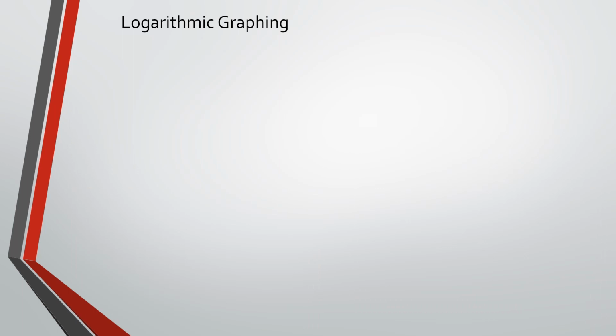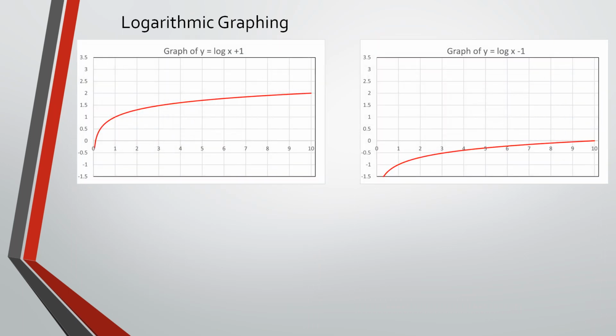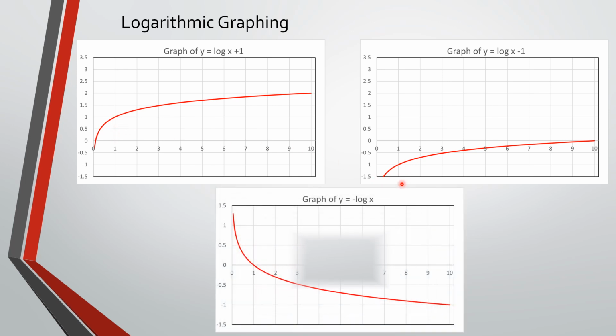We'll continue with our logarithmic graphing, and we can add 1, correct? So we can add 1 here. It's just going to shift everything up one. We can subtract one, and it's going to shift everything down one. We can do the negative log, and we just flip all the values.